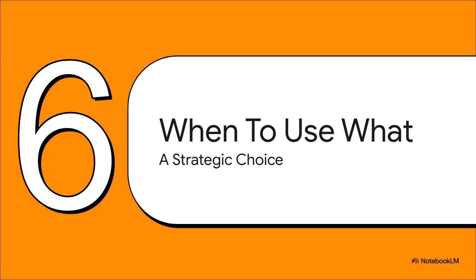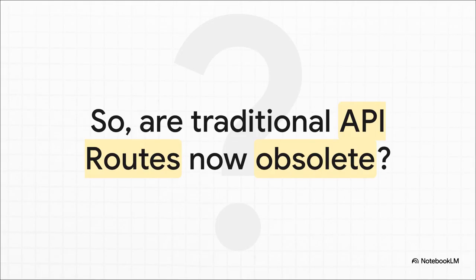Okay, so seeing all this, it naturally leads to a huge question that I'm sure is on your mind. With server actions being this powerful and easy to use, are traditional API routes basically dead? Do we even need them anymore? And the answer is a big, resounding no. Absolutely not. API routes are not obsolete, not at all. But their role has definitely changed. It's become much more specific, much more distinct.